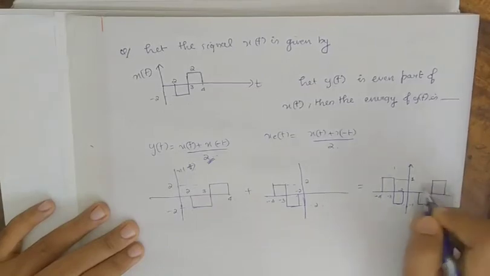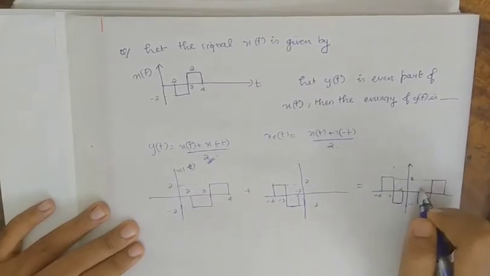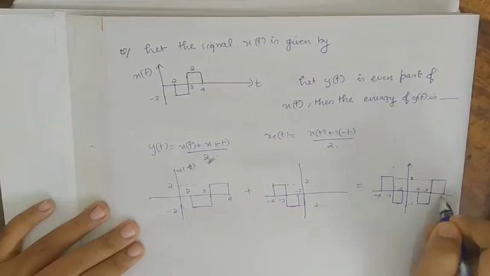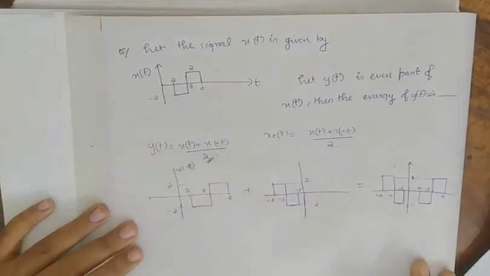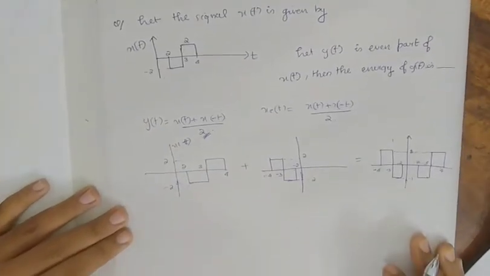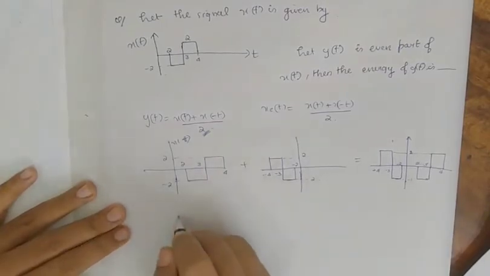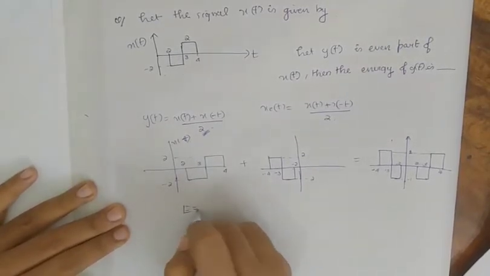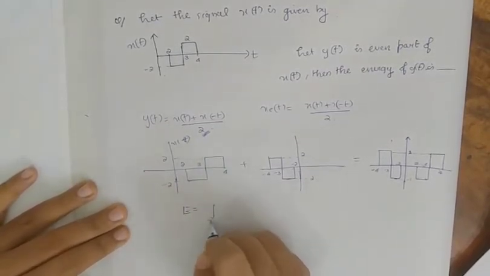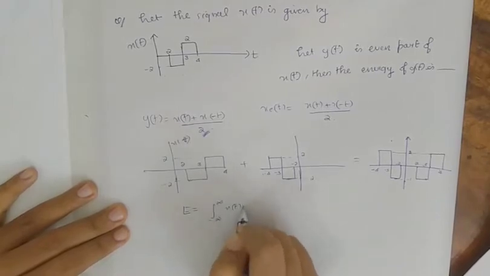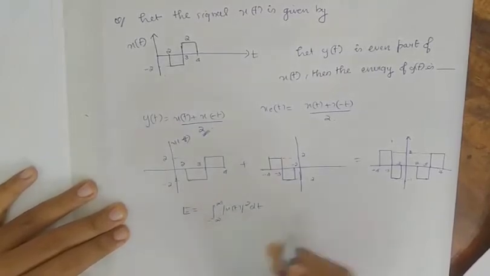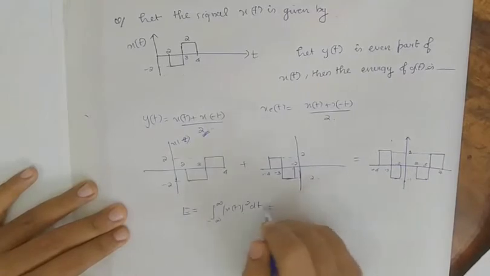This will be plus 1. Okay, so it is 2, 3 and 4, and now we will have to find out the energy of this particular signal. To find out the energy of the signal, energy is equal to integral from minus infinity to infinity of x of t the whole square dt. This is the formula for finding out the energy of a signal x of t.